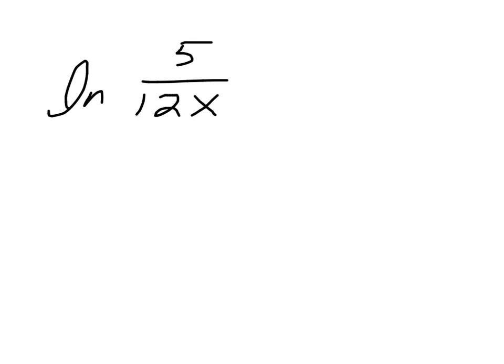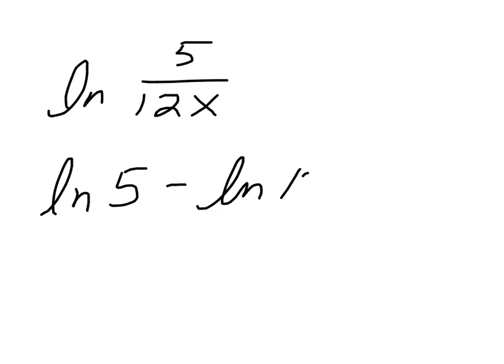The ln of 5 divided by 12x. Is there any division? So what's division the same as? So ln of 5 minus the ln of 12x. So far, so good? Is there any multiplication? Yes. The 12 times the x. But, here's the big but.